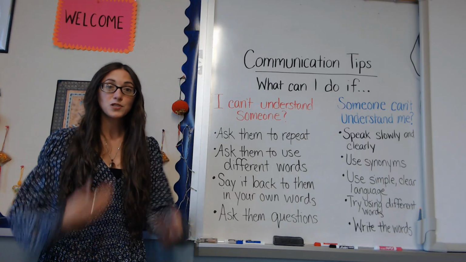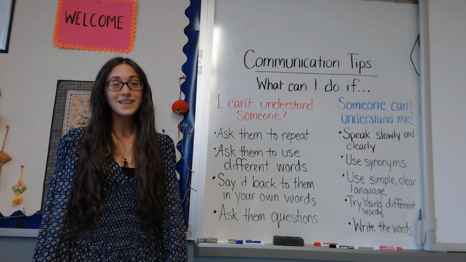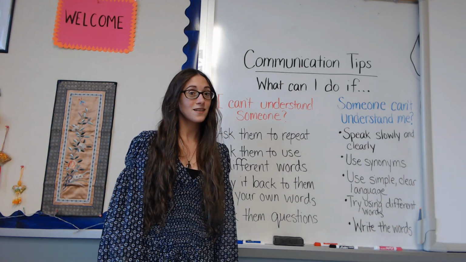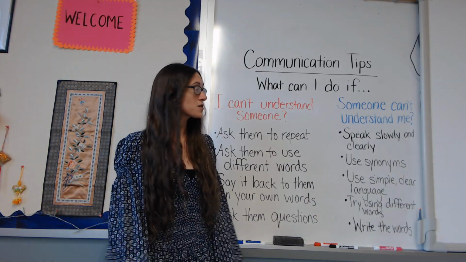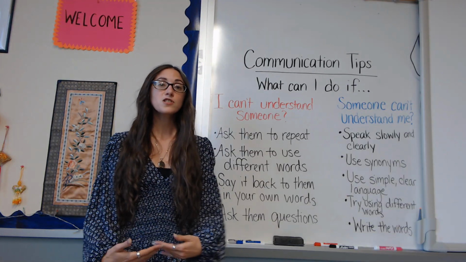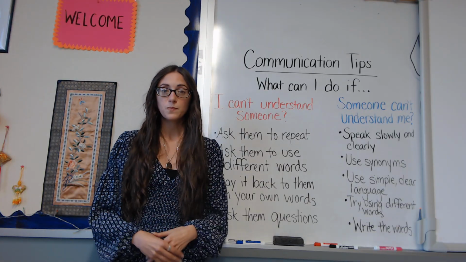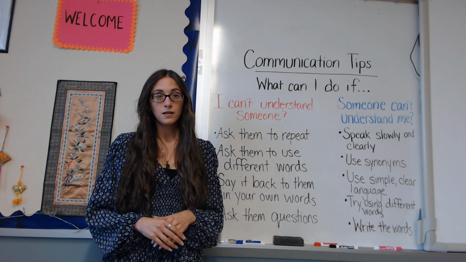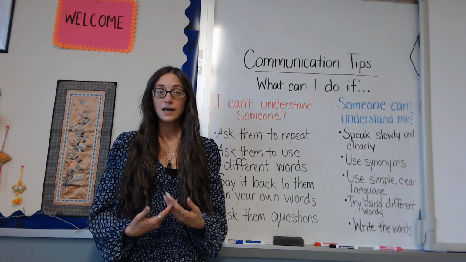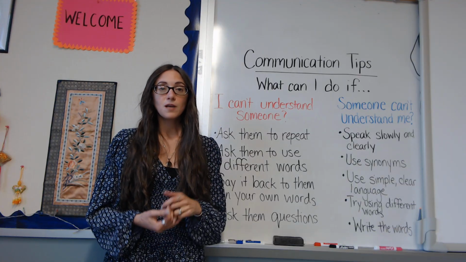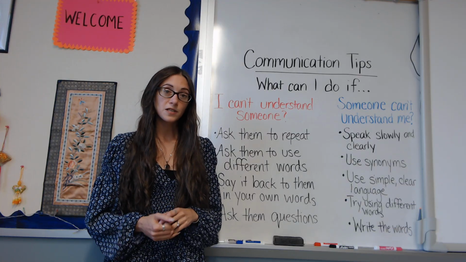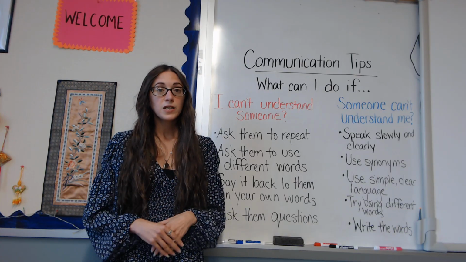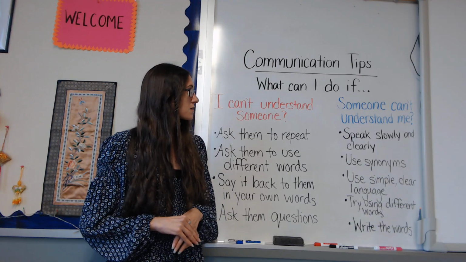But sometimes you're talking to someone and they can't understand you. So what can I do if someone can't understand me? Well, here's a few things you can try. First of all, slow down your speech a little bit. Speak slowly and clearly. Many of you have an accent, and they are beautiful accents. But sometimes if a person is not used to hearing accents, they might need you to slow down and speak very clearly so that they can understand.